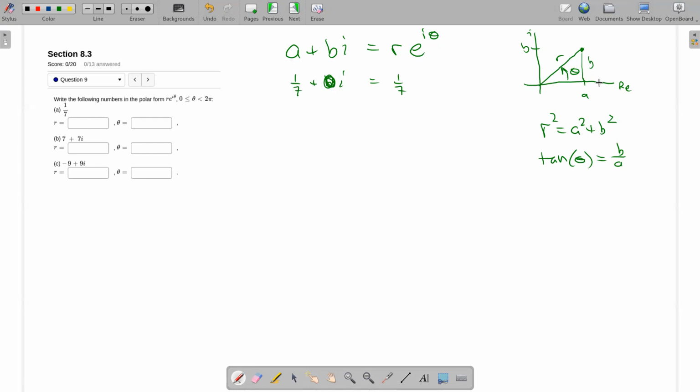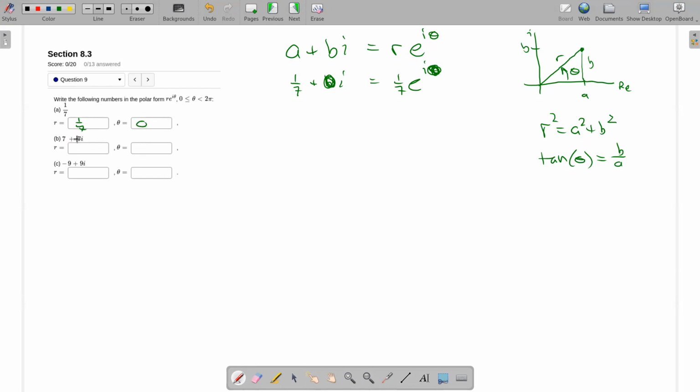Theta is 0 there. If you're not sure about that, we plug in here. We're going to have 0 over 1/7. So the tangent of 0 is an angle of 0. So we get e to the i times 0. Oops, not theta, but 0. So r is 1/7 because it's a real number only. And the angle is 0.